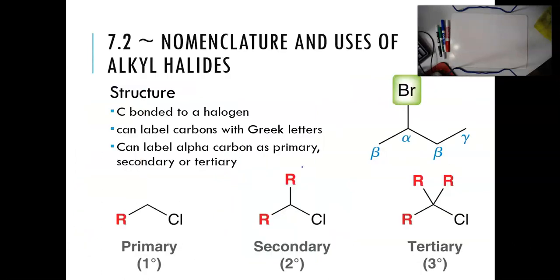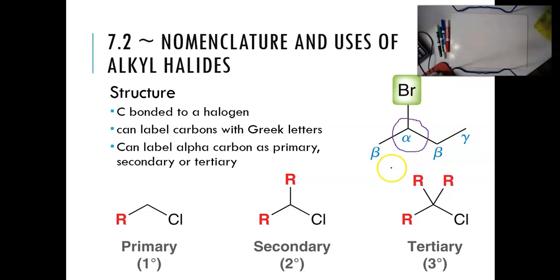We use a couple different labeling techniques as we talk about these. The first way is using Greek letters. So the carbon bonded to our halogen, or bonded to our leaving group, is referred to as the alpha carbon. It's just so we can say the alpha carbon instead of saying the carbon bonded to the halogen. So it just makes the language a little bit cleaner. Same thing with the rest of the letters.